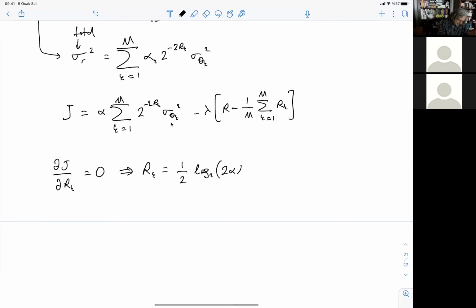2 alpha ln 2 sigma theta k square minus 1 over 2 log base 2 of lambda. So the solution actually does not look well enough. It's not like a solution, really, because we still have lambda to be determined. What is lambda? We substitute it back into this equation to eventually find the correct expression of Rk. So how can we do that?